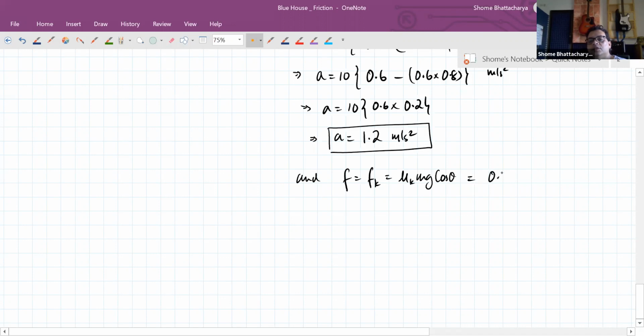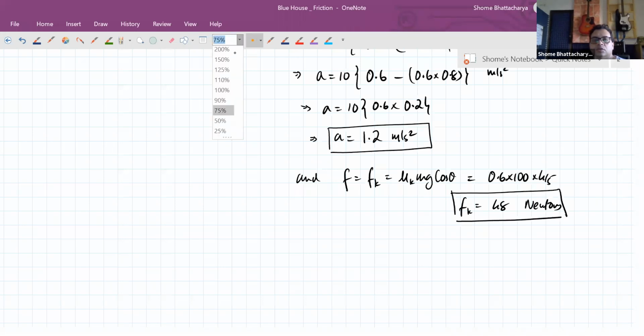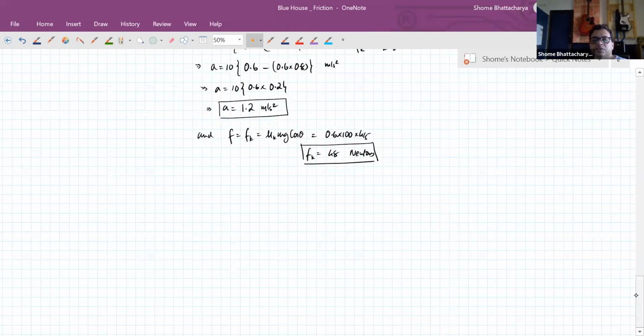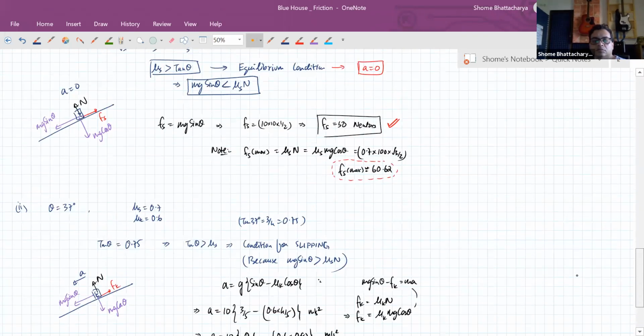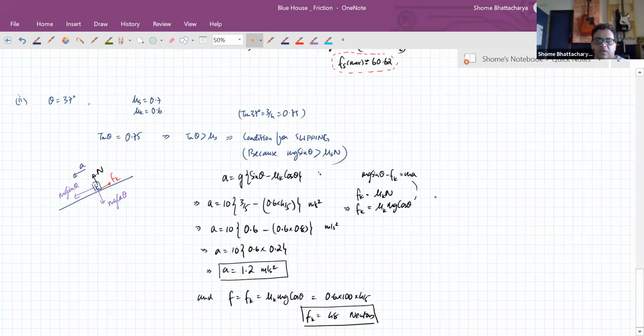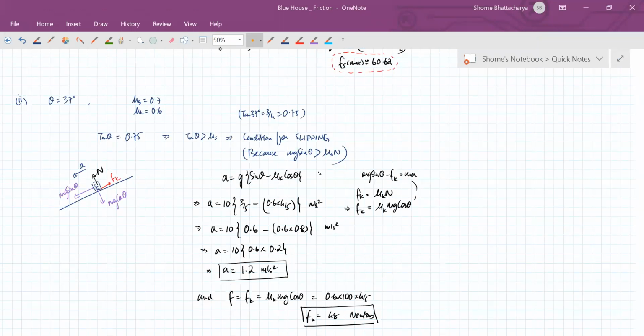So that will be 0.6 into 100 into 4 by 5. So 48 newtons. This will be the amount of friction acting. So this is the complete explanation of the second part. The acceleration should come out to be 1.2 meters per second square, and you should be getting the magnitude of friction acting as 48 newtons.